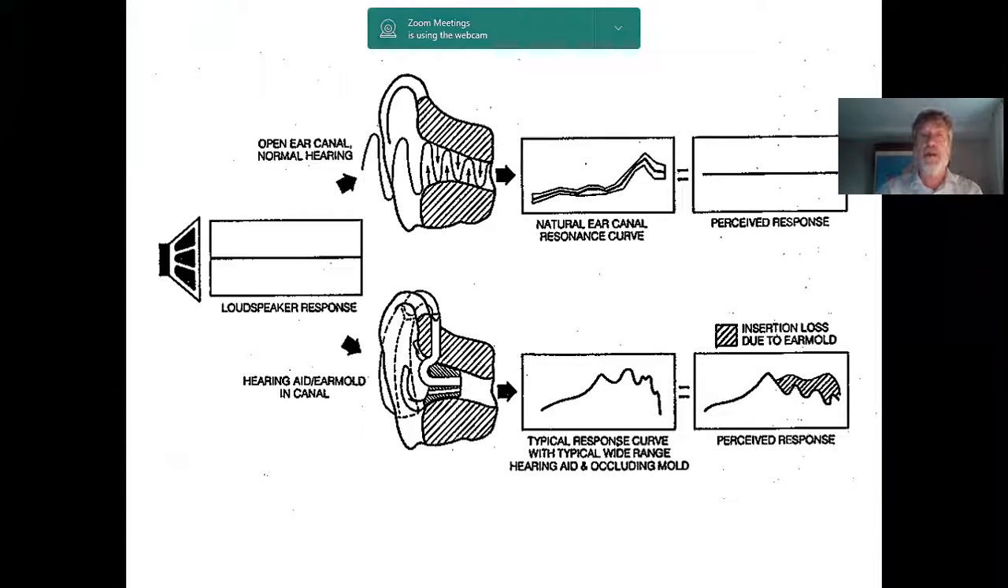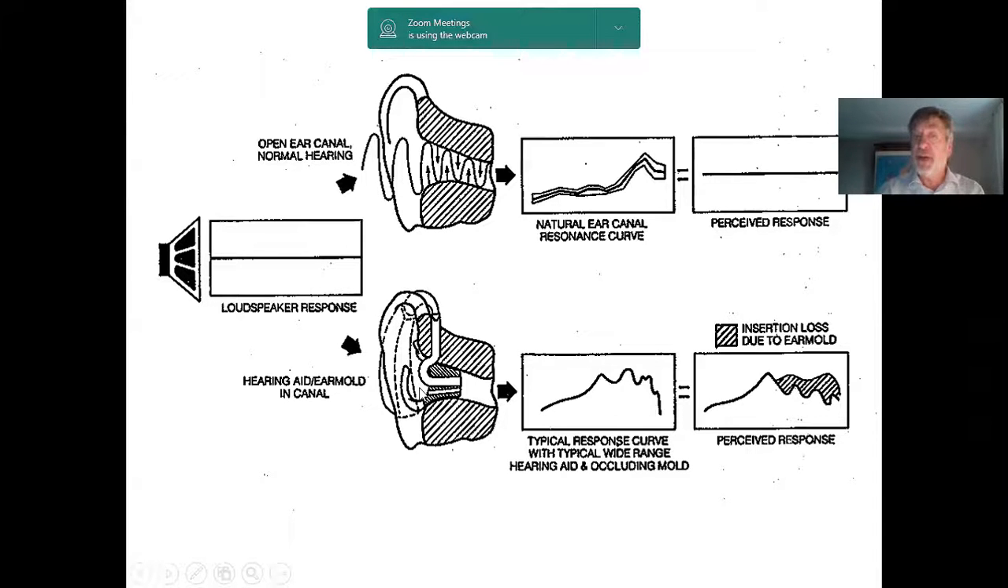Here you go. So here's an open ear canal at the top. And here's the ear canal. It's 2.5 centimeters long, and it's going to result in this kind of a resonance, right? It starts around 1,500 hertz, ends around 4,000 hertz, with a peak at around 2,700 hertz, and we perceive that as normal. Okay? Here's sound from a speaker, and it goes into that open ear.